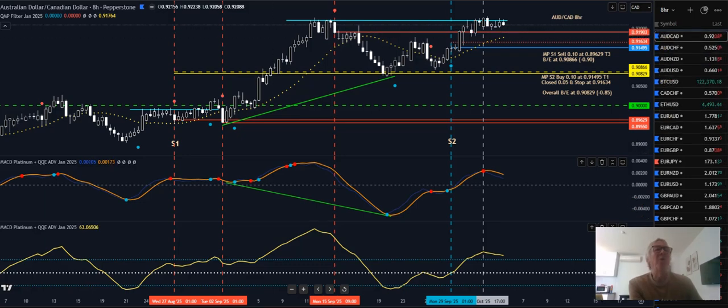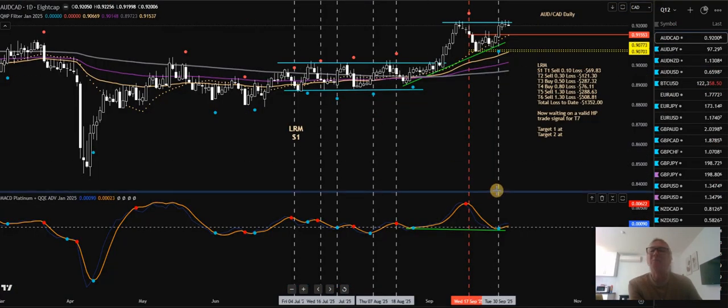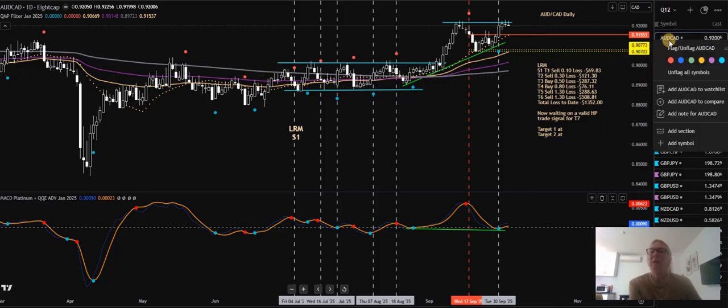I'm even in the wrong trades. I'm on the 8 hour. All right, let's get on the daily. This is my watch list, the Q12. It's just the daily charts. There's the watch list on the right here. Now we'll start with the AusCAD. I'm not in a trade at the moment. That should be highlighted in yellow because I'm waiting on one.